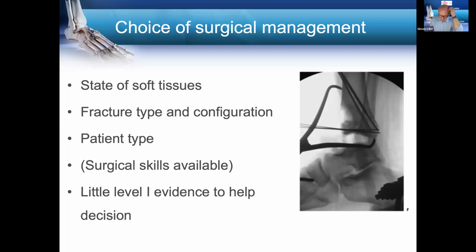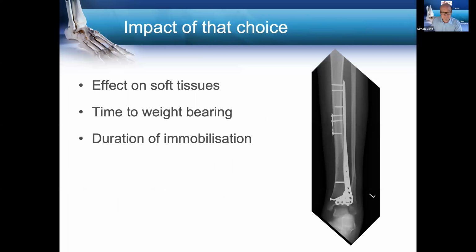Unfortunately, in terms of deciding how to fix them, there really is very little level 1 evidence. There are a few very low numbered RCTs. A lot of them are historic and really can't help us make the decision. And most of the data is based on cohort studies and often not comparing similar fractures.